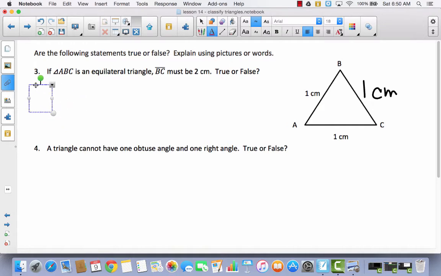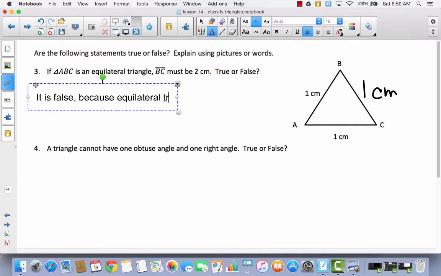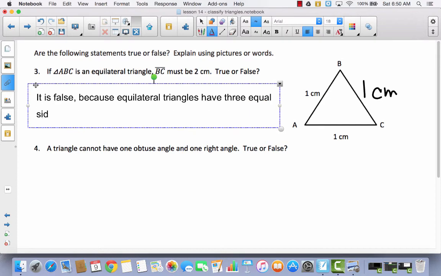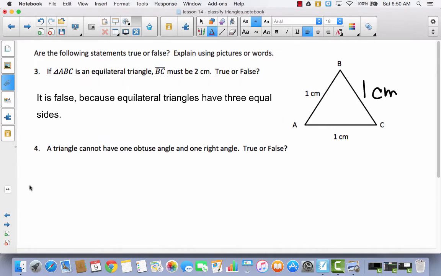It's false, right? So let's say it is false because equilateral triangles have 3 equal sides. So that one can't be 2 centimeters. A triangle cannot have one obtuse angle and one right angle. True or false? I think this statement might be best proven with a picture.